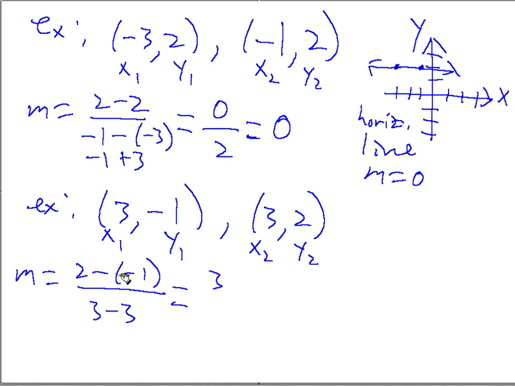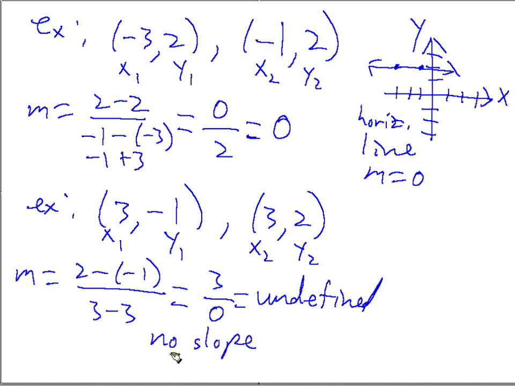Well, that's really 2 plus 1 up here, right? 3 over what? 0. And if you remember, with fractions, we cannot divide by 0. So therefore, this is undefined. You cannot have 0 in the denominator. All right? So if it's undefined, that means what? That means the line that goes through these 2 points, well, we cannot measure its slope. The slope is undefined. That means no slope, or undefined slope, if you want to call it that way.